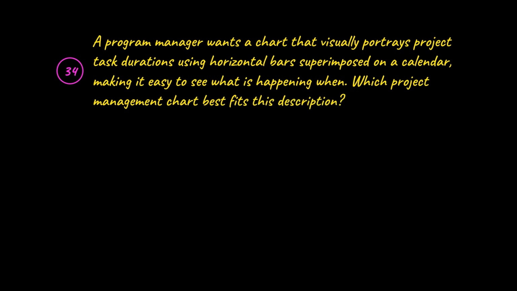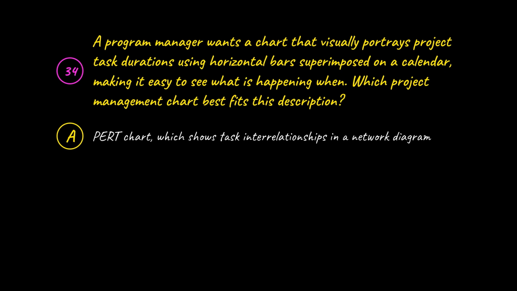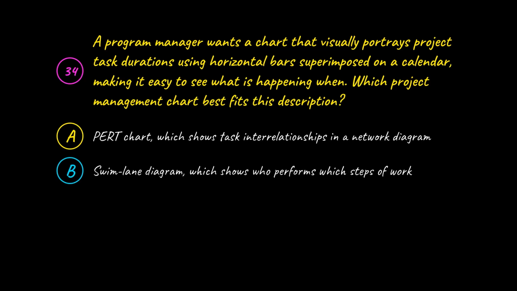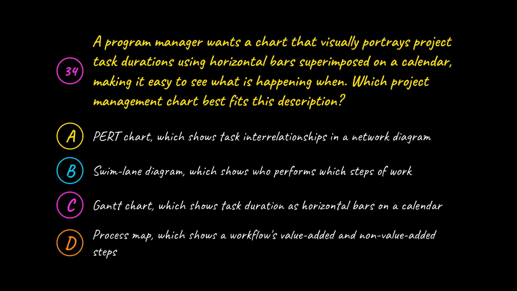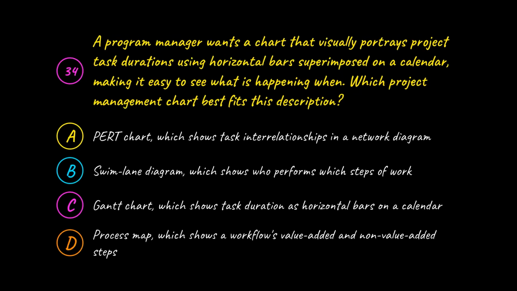Your options are A. PERT chart, which shows task interrelationships in a network diagram. B. Swim lane diagram, which shows who performs which steps of work. C. Gantt chart, which shows task duration as horizontal bars on a calendar. D. Process map, which shows a workflow's value added and non-value added steps. Take a second. Which answer would you pick?